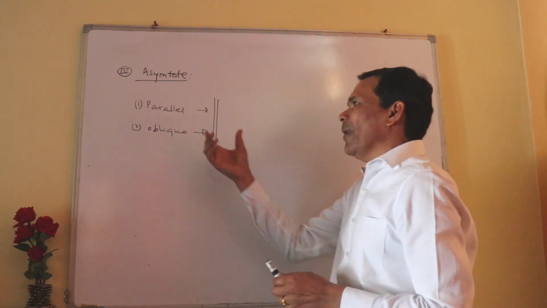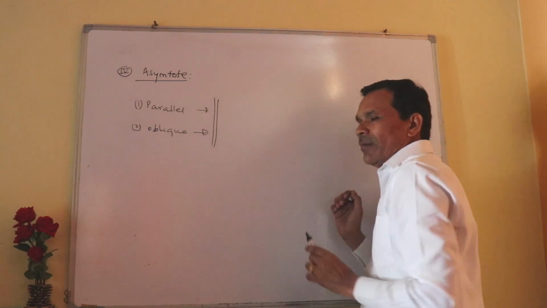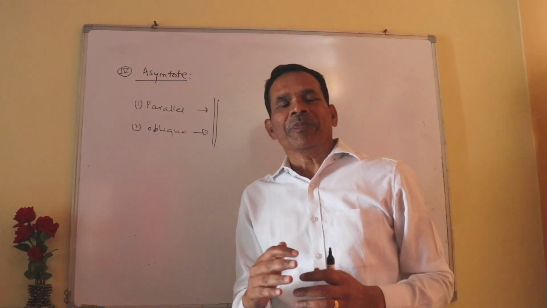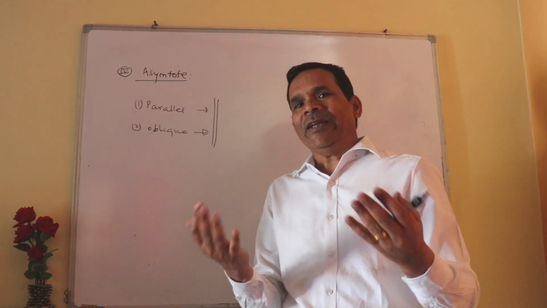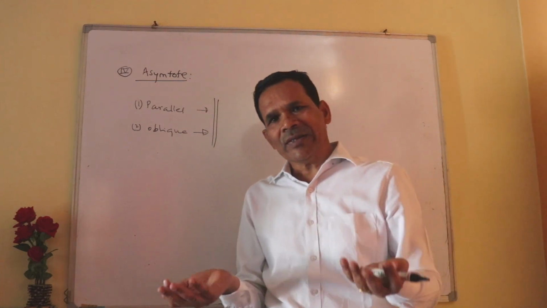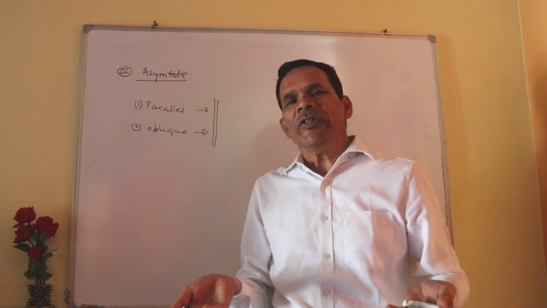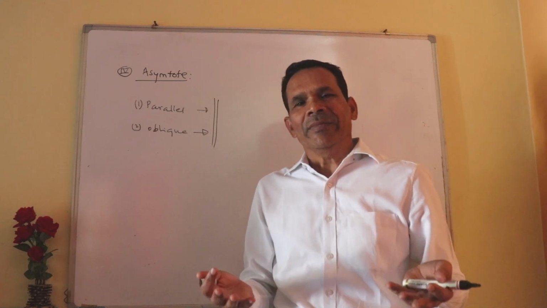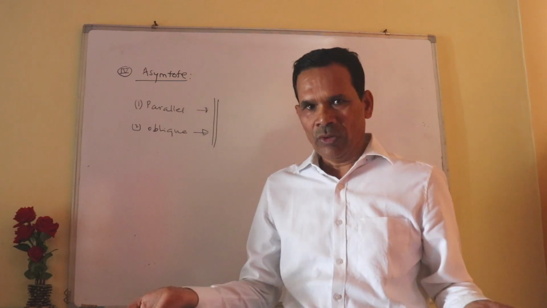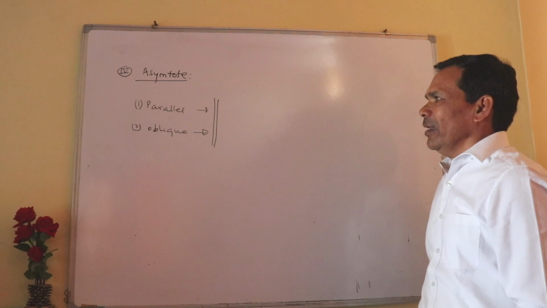Now how to find parallel asymptotes? An asymptote parallel to the x-axis is obtained by equating the coefficient of the highest degree term in x to 0. An asymptote parallel to the y-axis is obtained by equating the coefficient of the highest degree term in y to 0. That is the technique of finding parallel asymptotes.